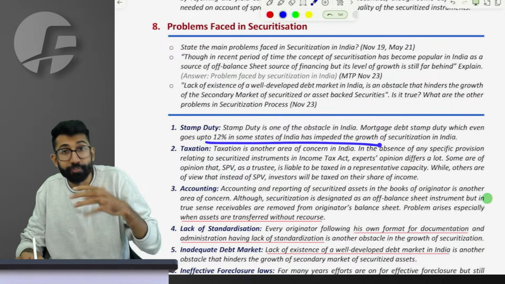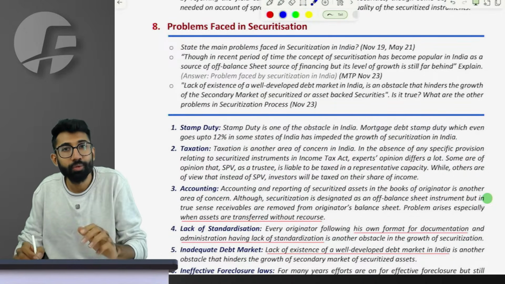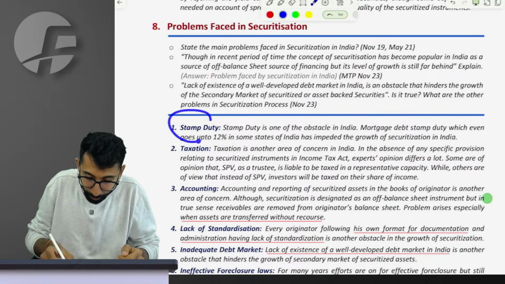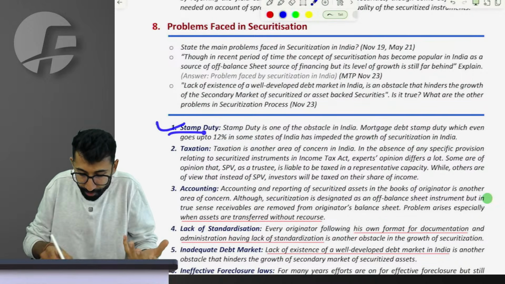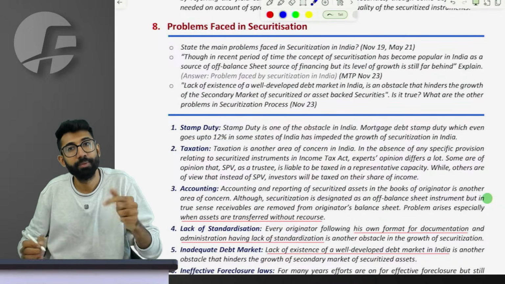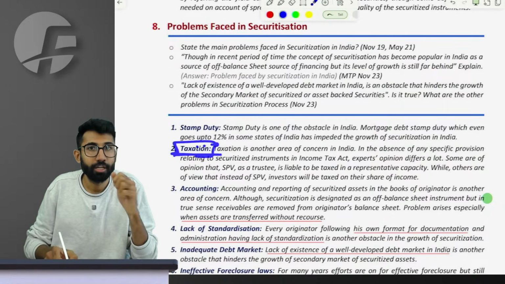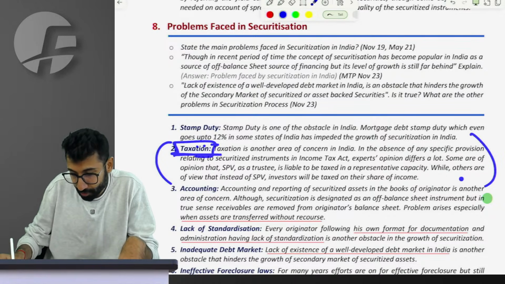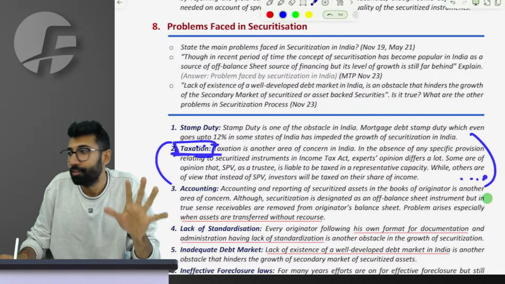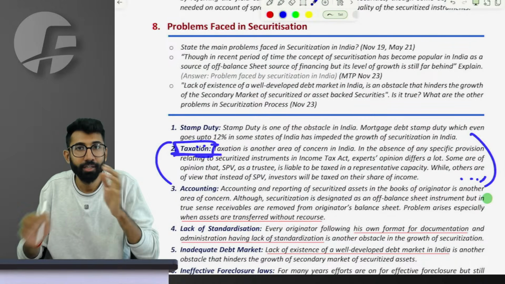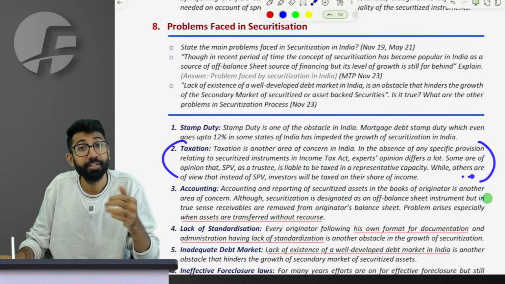The steps involved in converting an illiquid financial asset to a liquid or marketable security involve this additional charge, which becomes a cost and makes the investment less lucrative. Then taxation. The rules regarding taxation are not very clear. This is what the Institute AFM book says. Whereas in my opinion, in DT you have learnt some clarity on taxation, like how the income earned from these asset-backed securities is taxed.